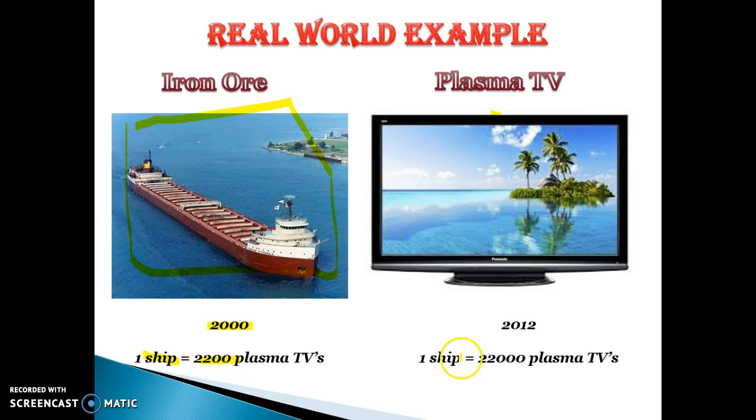Now, because the one ship is equivalent to about 22,000 plasma TVs, because this ship in 2012 was basically worth 5 times what it was in 2000, assuming it had the same amount of iron ore because the price was so much higher, and the price of plasma TVs had dropped from about $2,000 to $400. So basically what we're saying is it's a measure of the average price of exports compared to the average price of imports. And what we're saying is that if export prices are higher, with the money that we're getting from any given volume of exports, we can buy more imports, essentially.